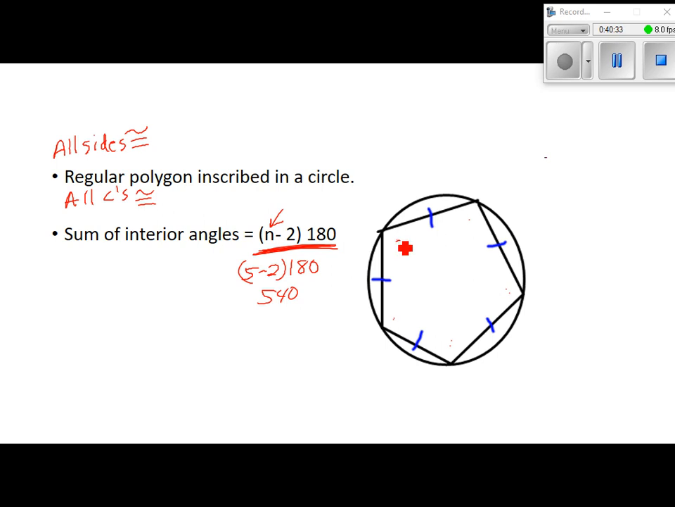Can we find each one of these angles? Take 540 and divide by 5. 108. So this angle is 108 degrees. What's this angle up here? 108. What's this angle? 108. This angle? 108. This angle? 108.